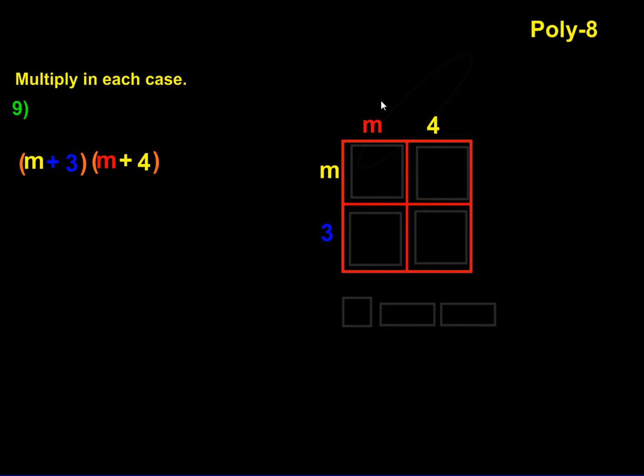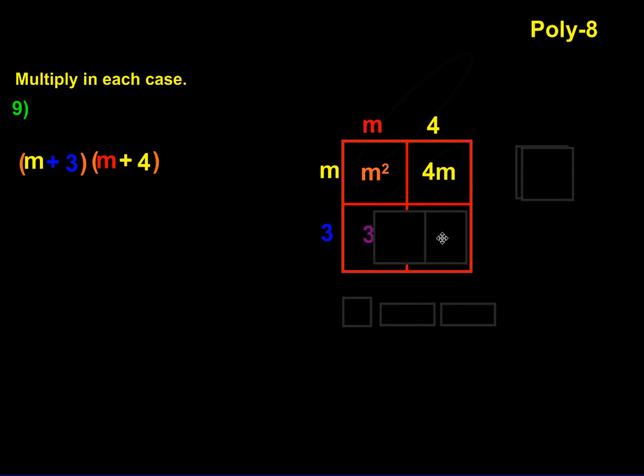Once you've got them all lined up, then it's simply multiplying. So we're going to go ahead and multiply m times m, and we get m squared, m times 4 for 4m, 3 times m for 3m, and 3 times 4 for positive 12.